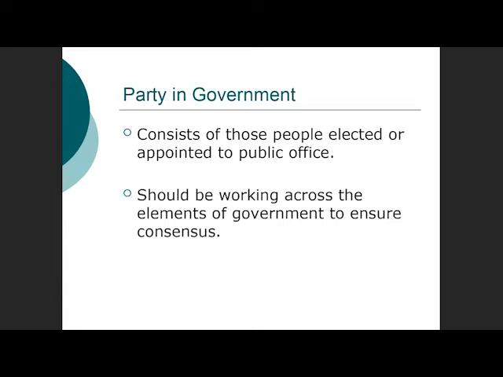Now, the other thing you need to understand is that these three parts, party in the electorate, party organization, party in the government, they are not separate and distinct from one another. Okay? So consider President Trump. He's in the party in government, right? He is the Republican president. He's been elected to that position. So he's in the party in government.